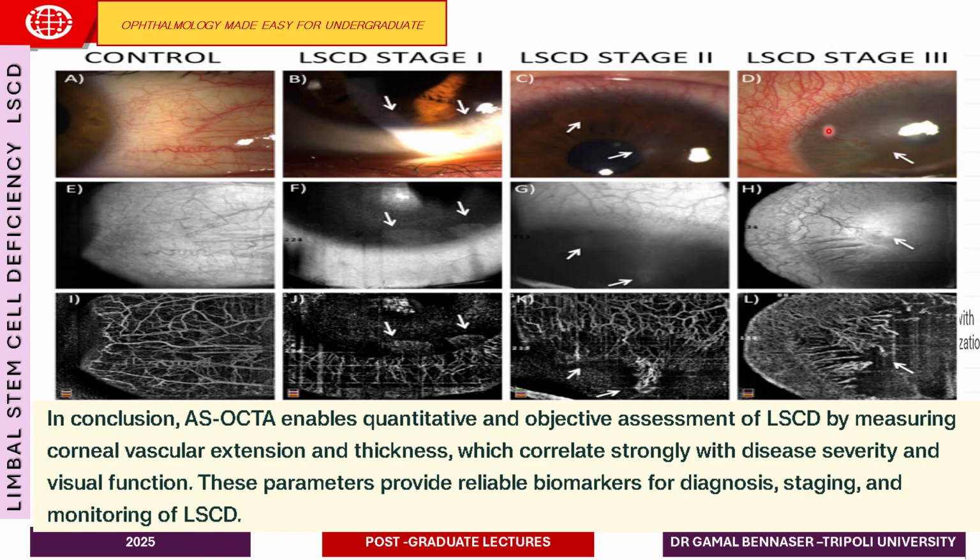So finally, the anterior segment OCT angio enables quantitative and objective assessment of the limbal stem cell disease by measuring the corneal vascular extension and thickness, which correlates strongly with the disease severity and visual function. These parameters provide a reliable biomarker for diagnosis and staging of limbal stem cell disease. So from this, you now realize the importance of anterior segment OCT angio in the assessment, staging, and planning for treatment for limbal stem cell disease.